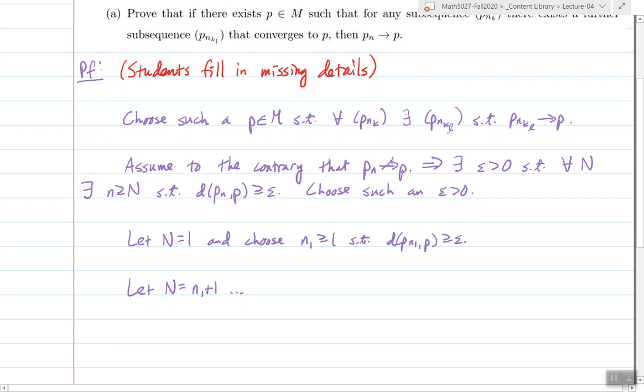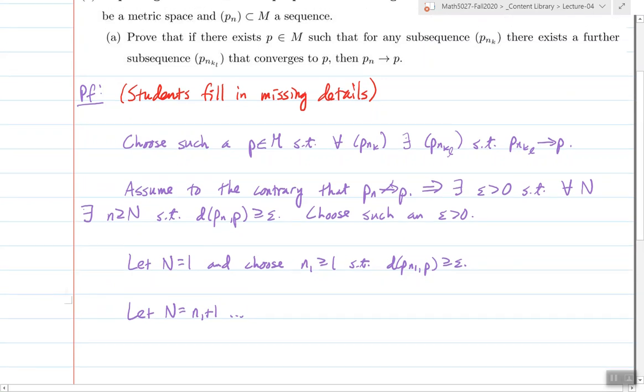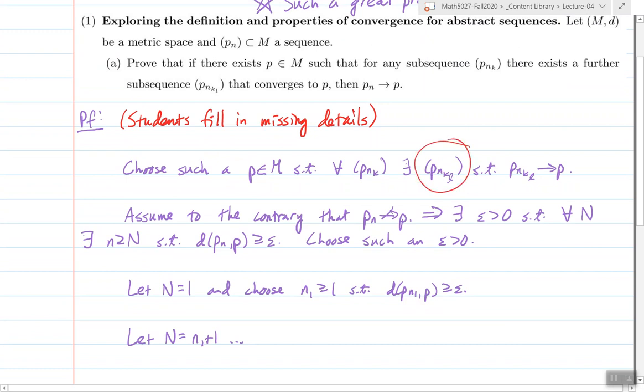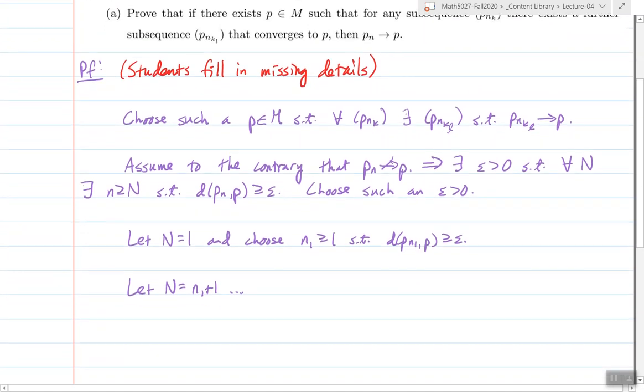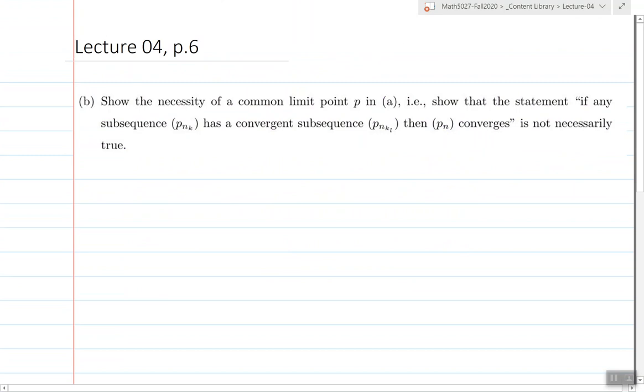Then I use this negation of the definition and this specific choice of epsilon to inductively construct, which you have to finish off, a subsequence P sub n sub k, where every single term is at least an epsilon away from P. That's going to make it impossible to find a further subsequence that converges to P, which will be the contradiction. It's going to contradict this first statement that we had here. So try to fill in the rest of the details of that. That one might take a little while to wrap your mind around all the things that are going on. That's a great problem.